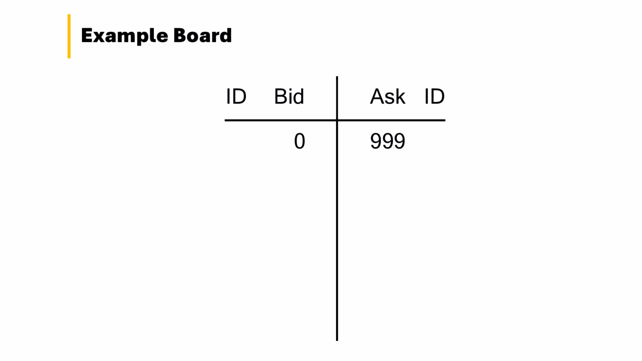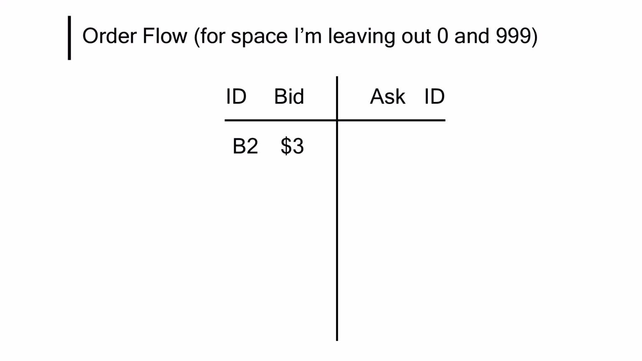Let's look at how the rules would be applied in an actual experiment. The experimenter draws the T-diagram with the labels shown and enters a bid of 0 and an ask of 999. These indicate the bounds for bids and asks. The experimenter then says the market is open. Buyer 2 is recognized and says, Buyer B2, bid $3. The experimenter writes this on the board.